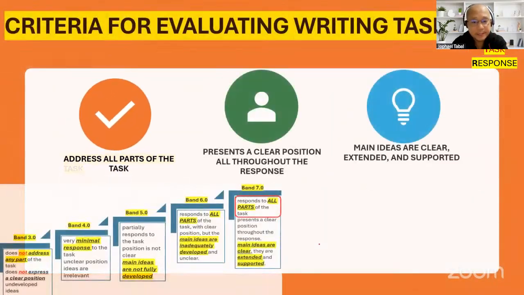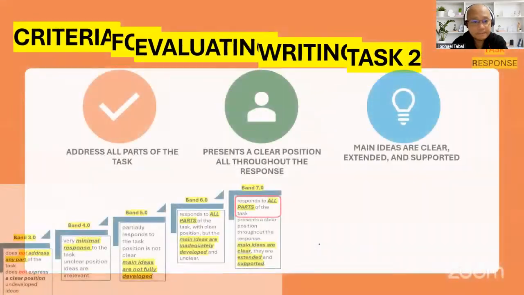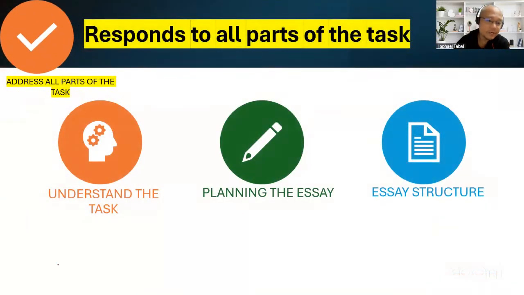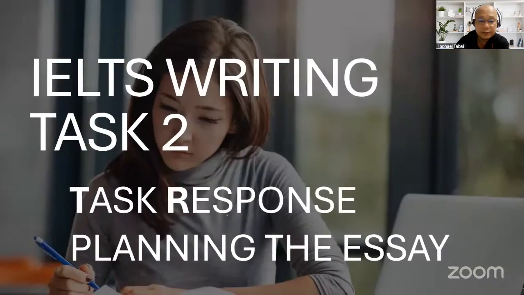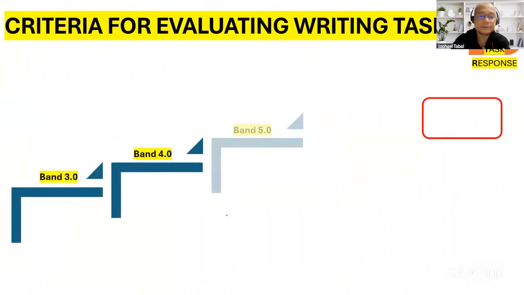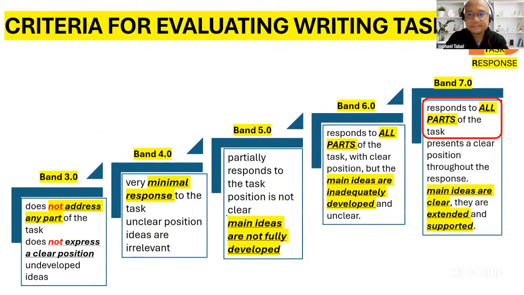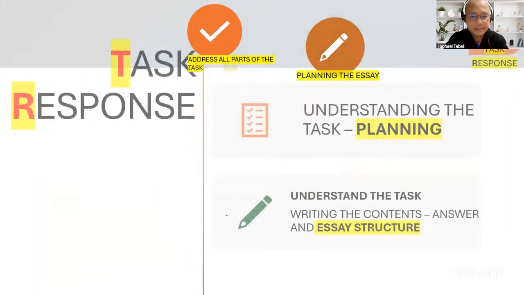Now let's move on to planning. Next one is presents a clear position, that's planning the essay. So we have you understand the task. What is the task here? The task here is the types of questions, and the response here is the answer. Now, before we proceed to planning the essay, what is your method of planning the essay? Do you have any method? It depends on the question, right? So how do you plan this essay here, for example?